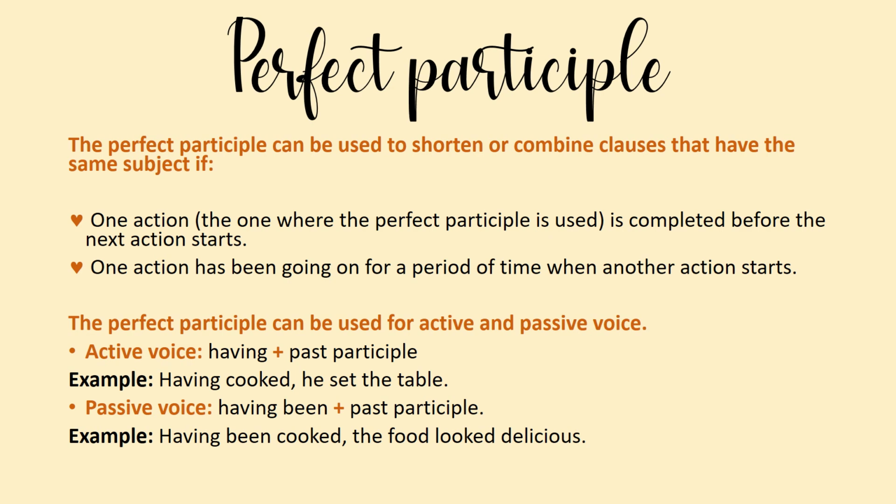Perfect participle. The perfect participle can be used to shorten or combine clauses that have the same subject if one action is completed before the next action starts, or if one action has been going on for a period of time when another action starts. The perfect participle can be used for active and passive voice. For the active voice, it is having plus past participle. An example will be, having cooked, he set the table. And for the passive voice, it is having been plus past participle. And an example will be, having been cooked, the food looked delicious.